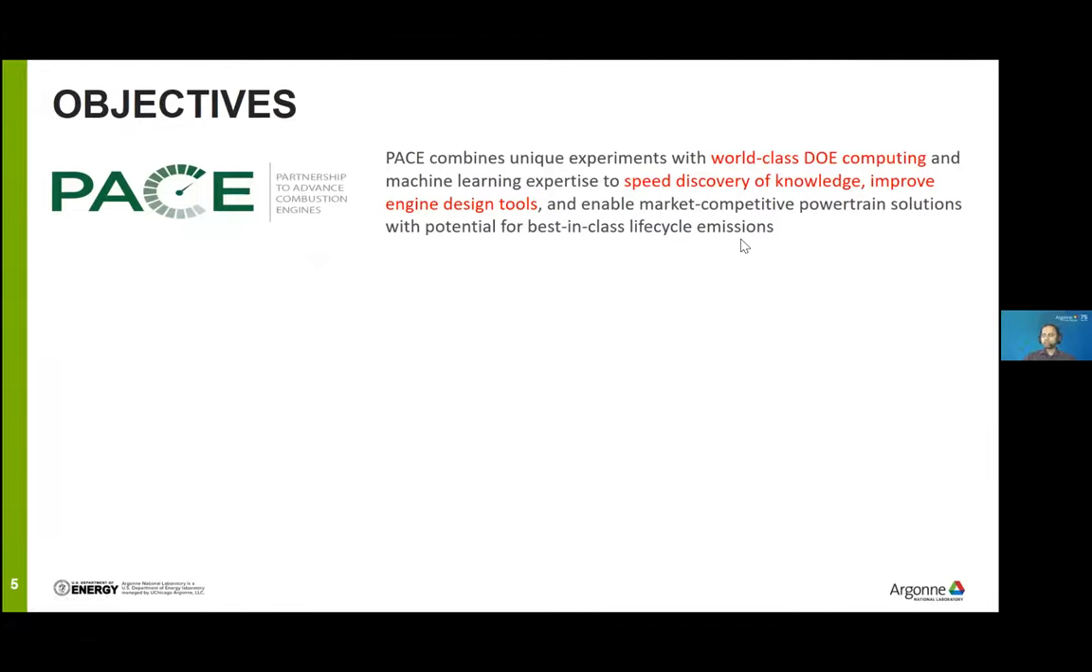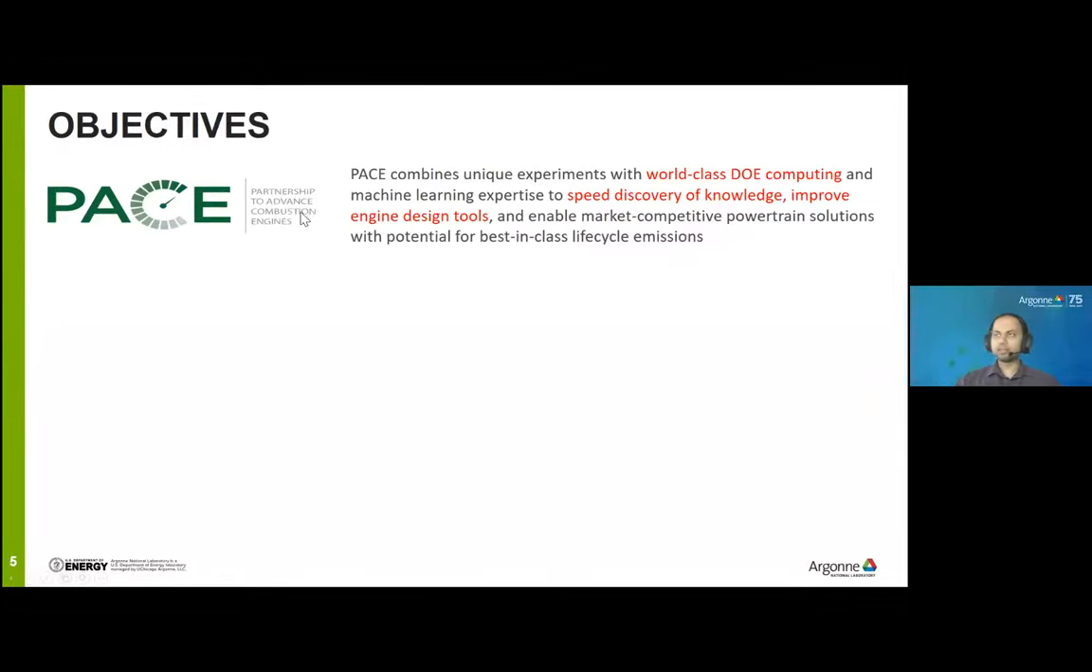And just a little bit about the project that's supporting this work. We are part of what is called PACE, which is supported by the Department of Energy's Vehicle Technologies Office. PACE stands for Partnership to Advance Combustion Engines, and it's a partnership among 5 to 6 different national labs across the US. The objective is to combine unique experiments and world-class DOE computing and machine learning expertise to speed discovery of knowledge, improve engine design tools, and enable market competitive powertrain solutions.